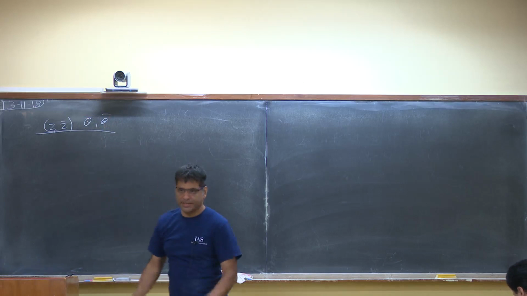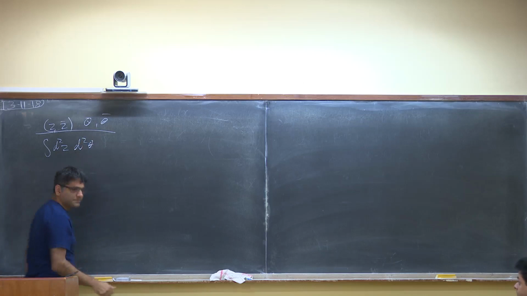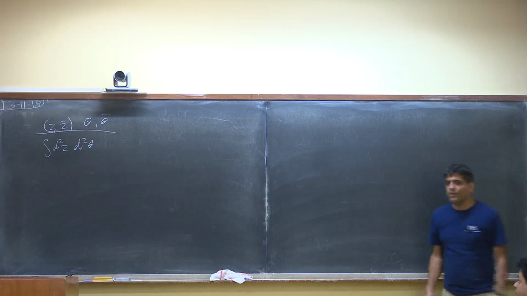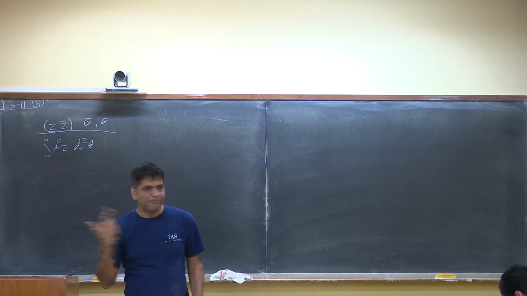Every action I write down will be an integral d2z d2theta of the space. Now you could ask, what are these fermionic coordinates? Well, they're nothing, right? Because you can just do the integral over the fermions, and you've got back a purely bosonic action.